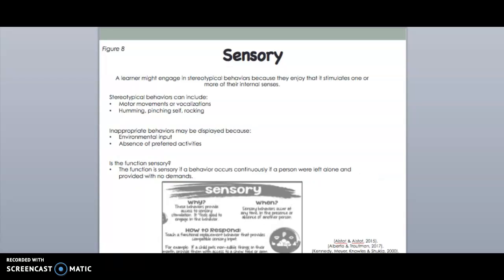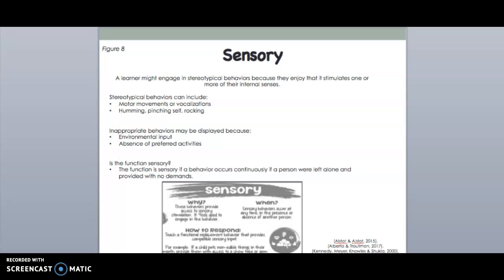A learner might engage in stereotypical behaviors because they enjoy that it stimulates one or more of their internal senses and it feels good to them. Often these behaviors reduce anxiety for learners. Stereotypical behaviors were first described in the 1940s as a central feature of autism. Stereotypical behaviors are motor movements or vocalizations that do not appear to be serving any functional purpose. However, they do provide automatic positive reinforcement to the learner.